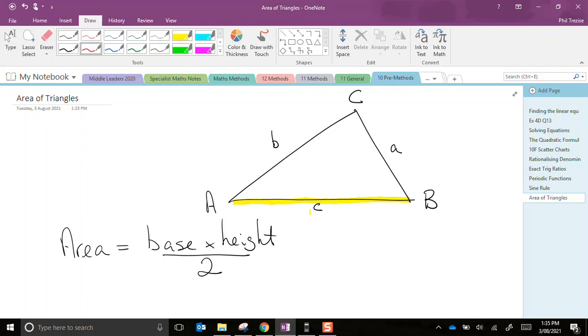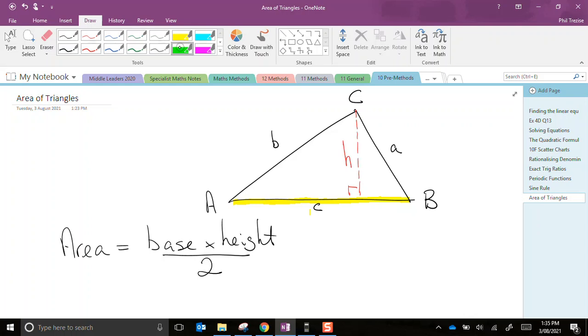So I'm going to have to add in a line perpendicular to the base going up there to point C, so perpendicular height. That's the height of the triangle. Now, how can I find the height of the triangle?